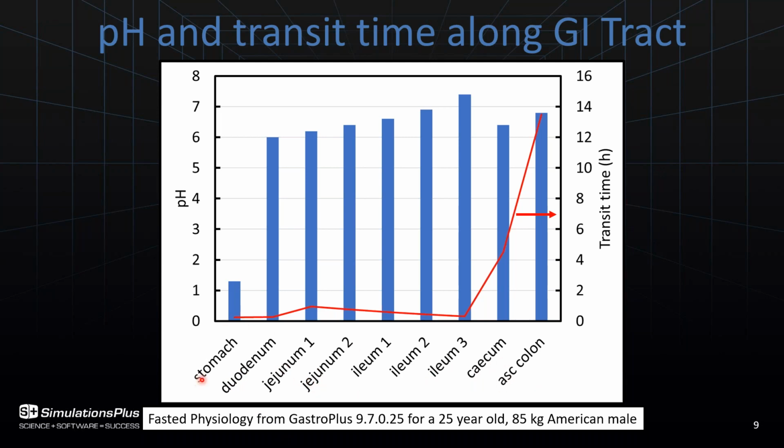along the GI tract. So in the stomach, the pH is a little over 1, say 1.3. And then when it reaches the duodenum, it goes up to 6, and then steadily increases until ileum 3, and then it decreases a little as it gets into the ascending colon. And then this red line here represents the transit time. So a compound will typically spend about 15 minutes in the stomach, another 15 in the duodenum, a little bit longer in the jejunum, and then slowly decrease in time to ileum 3, and then ramps up highly in the cecum and even further in the ascending colon.